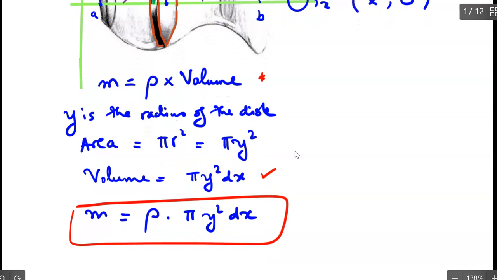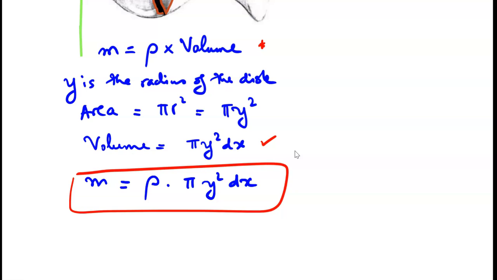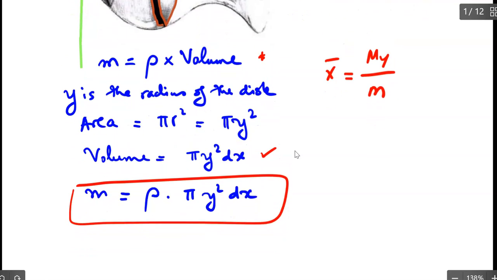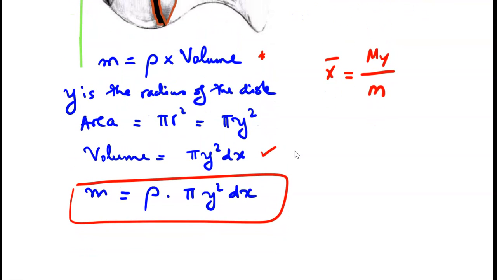And I'm going to ask everyone to recall what x bar is equal to. In the previous lesson we have x bar equal to My, the sum of all the moments about the y-axis, divided by the area. But in this case, I'm going to ask you to divide it by the mass. Okay, so mass is for the m. So what is My equal to?